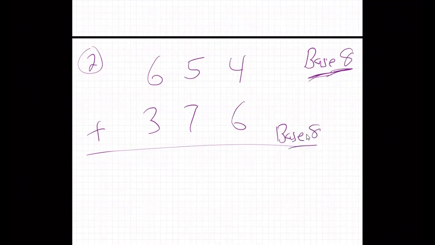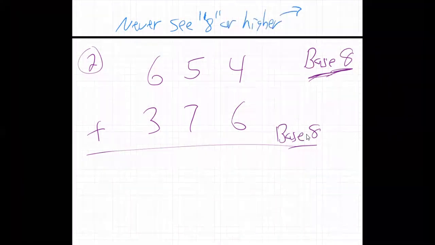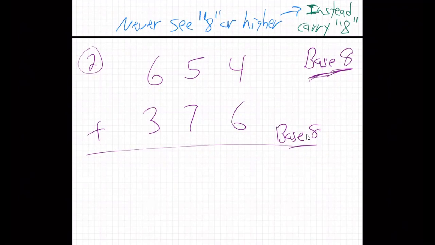So you know the rule. In base 8, you're never going to see an 8 or higher, right? Let me write that. Never see 8 or higher. Instead, carry the 8. You're never going to see an 8 or higher. Instead, carry 8.